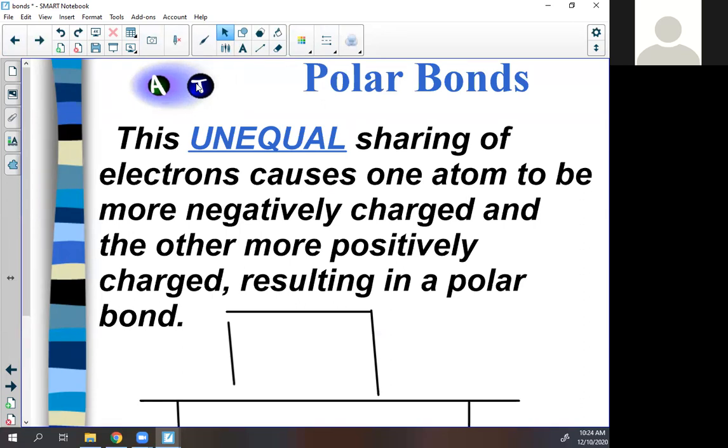Did I skip something? Oh, is it missing in a covalent bond? Maybe that was deleted. Okay, I must have deleted that slide. There can be a sharing of one, two, or three pairs of electrons in a covalent bond.